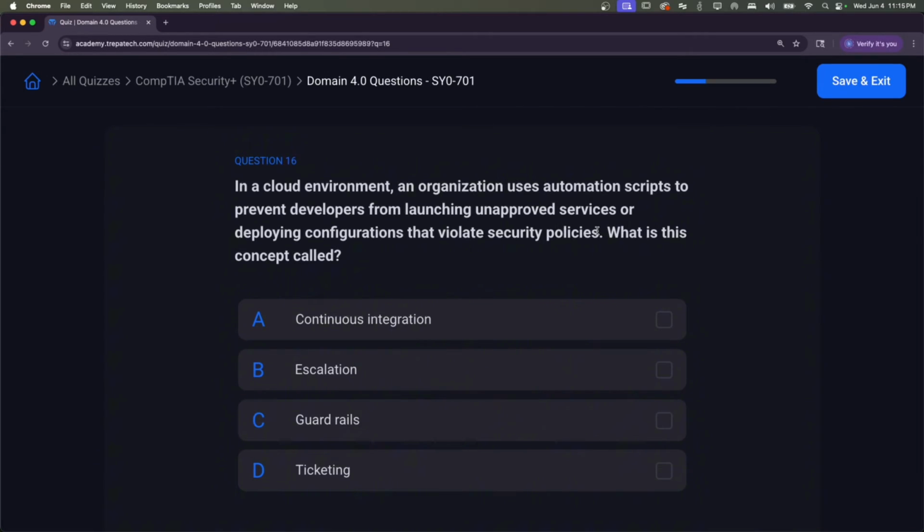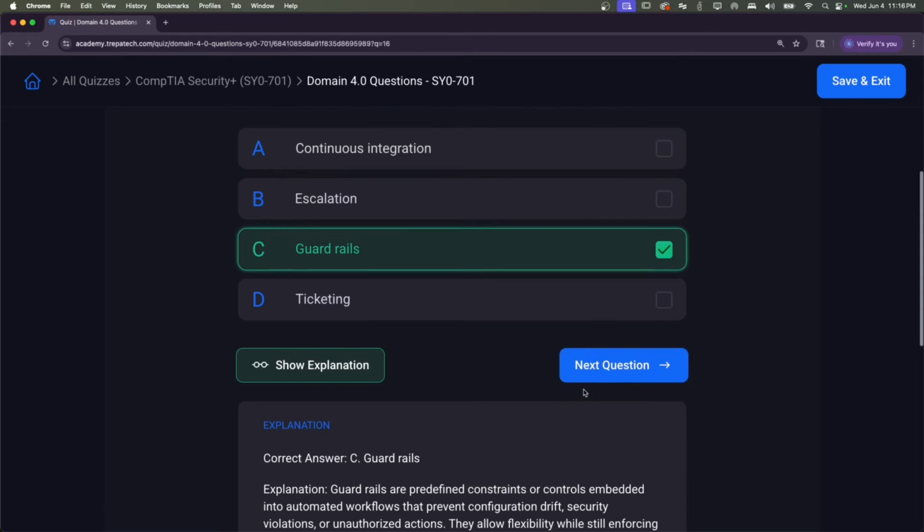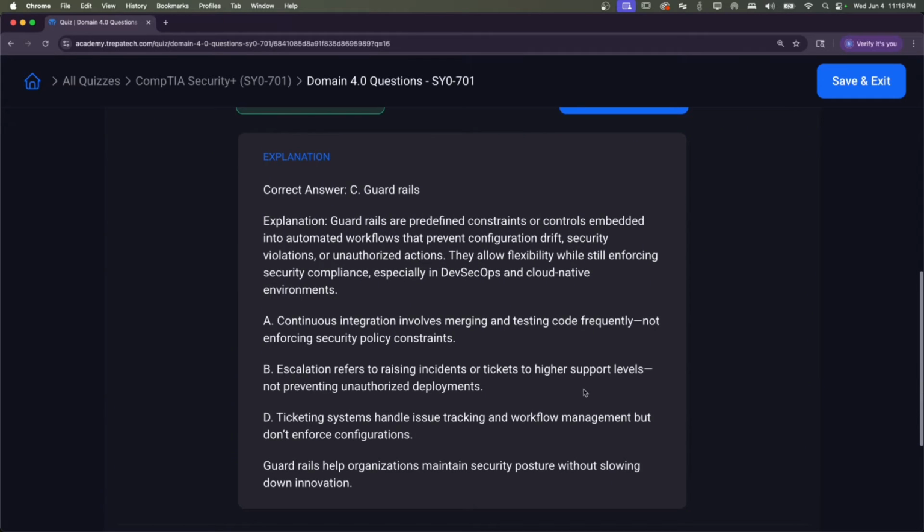Question 16. In a cloud environment, an organization uses automation scripts to prevent developers from launching unapproved services or deploying configurations that violate security policies. What is this concept called? So we're using automation scripts to prevent developers, so we're closing them off. We're putting a guard around them. So I'm going to go with guardrails. It's definitely not A, B, or D, right? Those wouldn't make sense. So I'm going with guardrails.